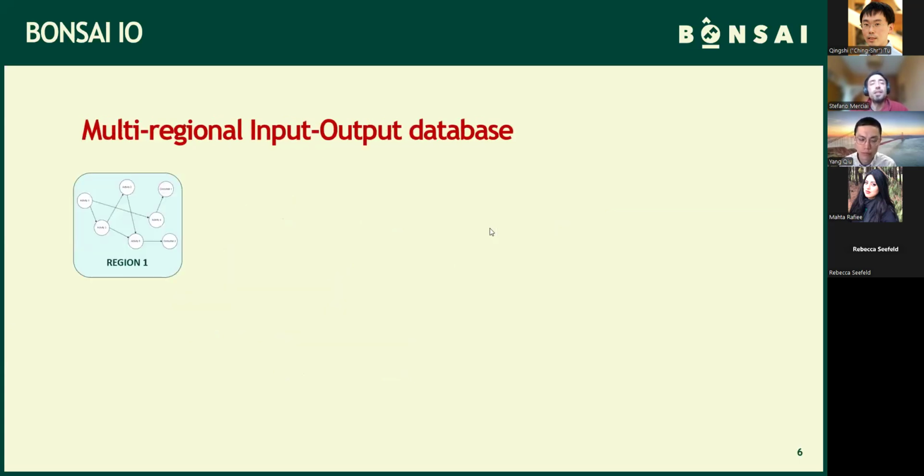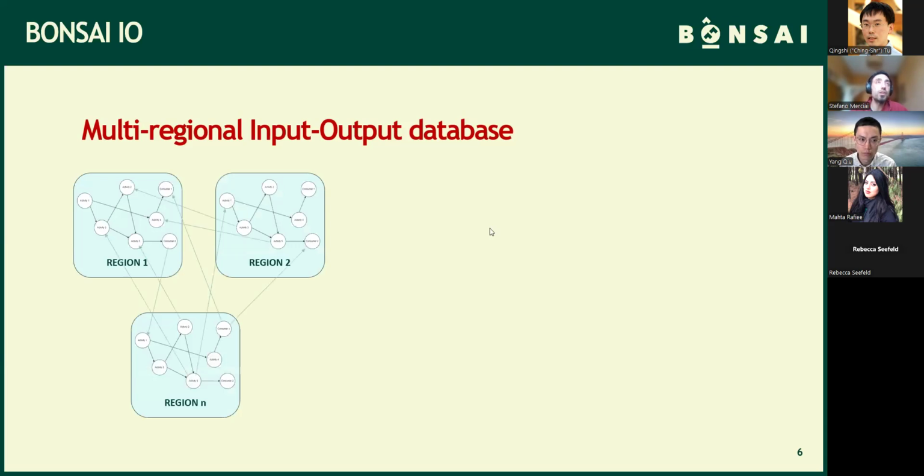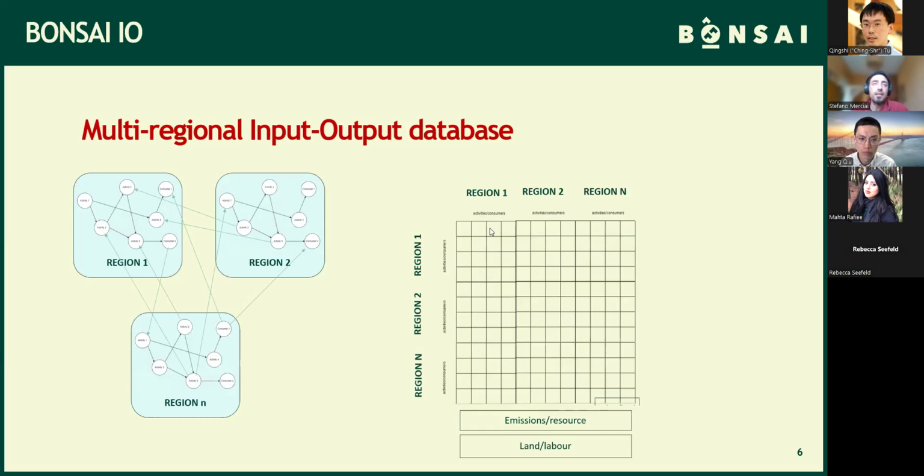Of course, if you have this exchange between agents, you can have it in different regions, but you can also have these agents in different regions linked to each other via trade. So you can have imports and exports of products. What results in the input-output table is a bigger matrix where you have more regions, with exchanges within each region and trade between the different regions. The same thing, you have emissions, resources, land, use of labor, and other extensions.